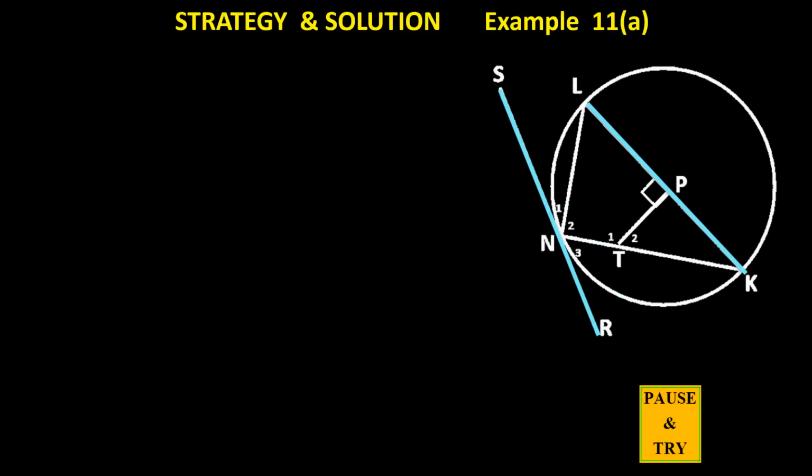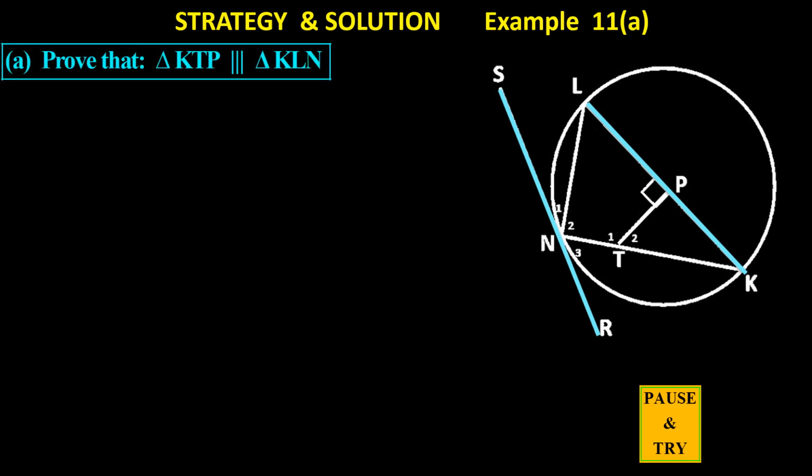Now let's look at the solution to example number 11. The first one here, as you can see, is a very direct question. They clearly ask you, prove that two triangles are similar. So we have to show K is equal to K, and T is equal to L, and P is equal to N. Very direct, very easy. So let's make sure we understand our diagram first. That's a tangent. We can use tangent concepts, and that's a diameter. We need to use the diameter concept.